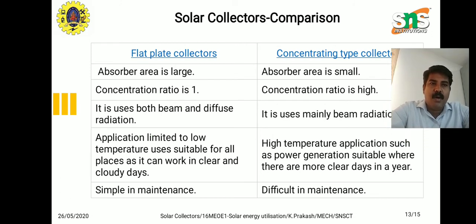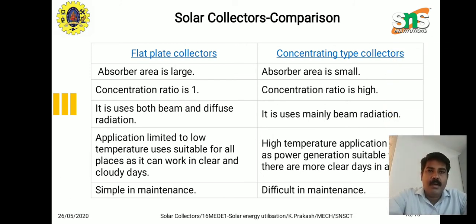Now let's have a small discussion on the comparison of the solar collectors. In flat plate collectors, the absorber area is large. Here the absorber area is smaller. Concentration ratio is 1. That is, the concentration ratio is 1 when the absorber area and the receiving area are both the same, whereas here the concentration is higher. In flat plate, all the beam and diffuse radiation is allowed. In concentrating, only the beam radiation is allowed.